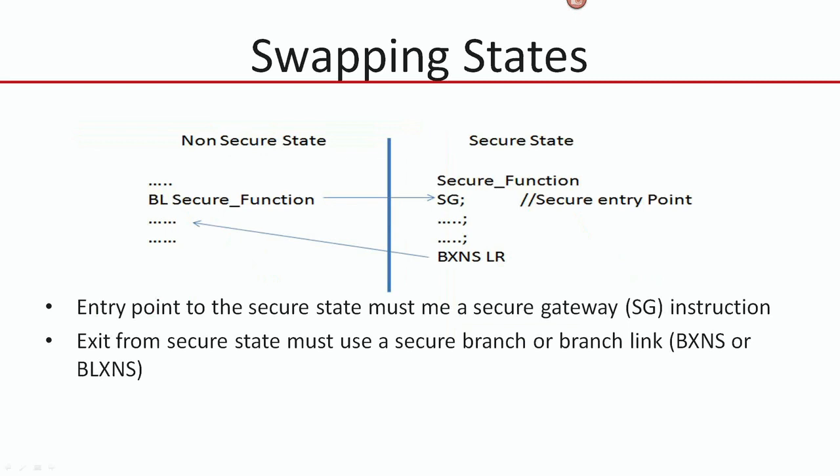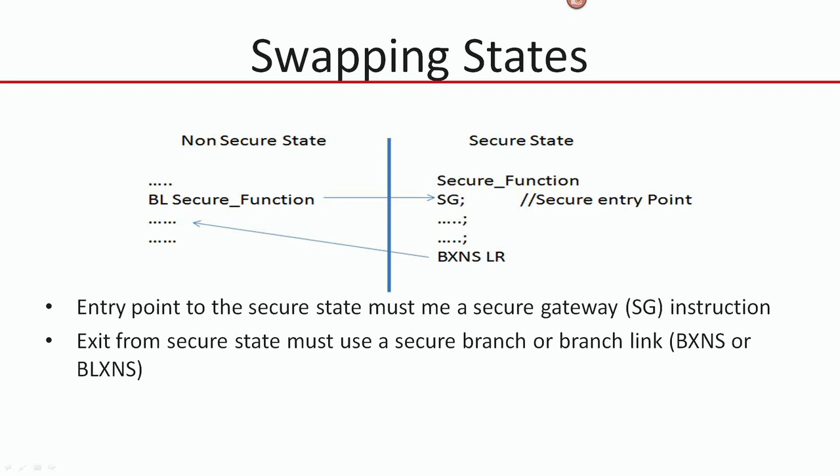So as we're executing code, we can be running in the non-secure state, and we can call a secure function as we would normally. So we then branch to the secure function. However, the first instruction in that function must be a new instruction called a secure gateway instruction. So this is the entry point into the secure state. If we try to execute any other instruction, we will just raise a security exception. So we must enter by this security gateway.